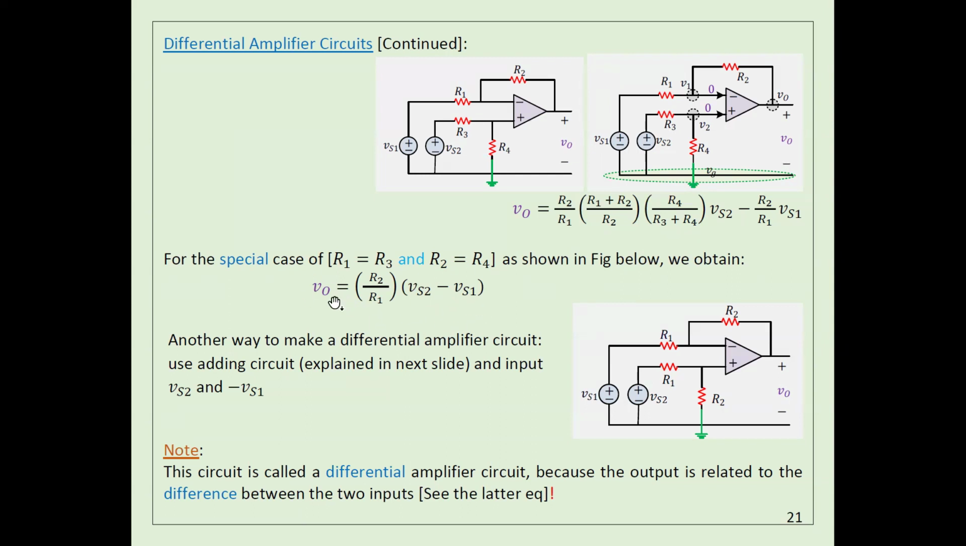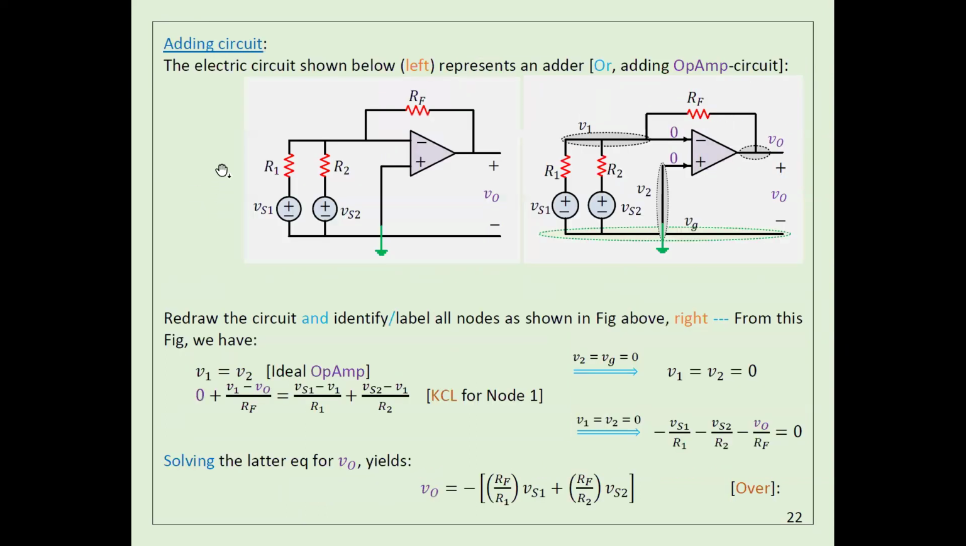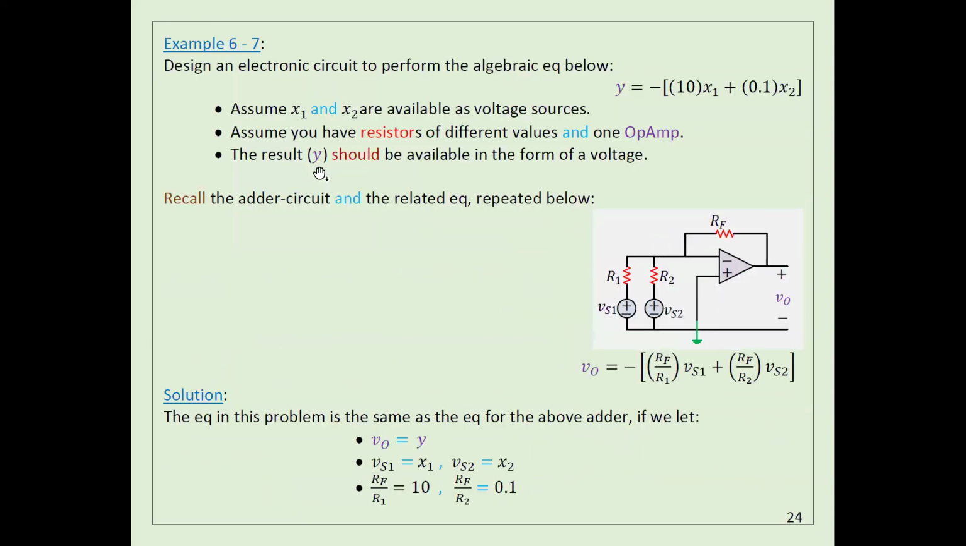Okay, so the Vout here is actually a gain times the difference, because this one is differential. Differential means subtractor. I have a circuit that can do subtraction. Okay? Any questions? Okay. So let's have some examples here.